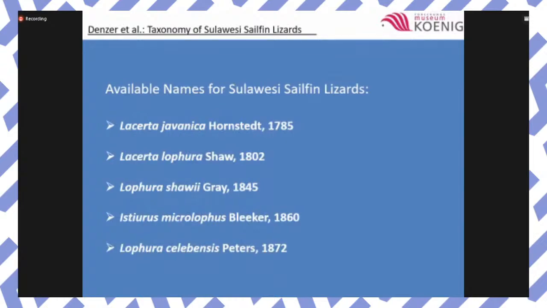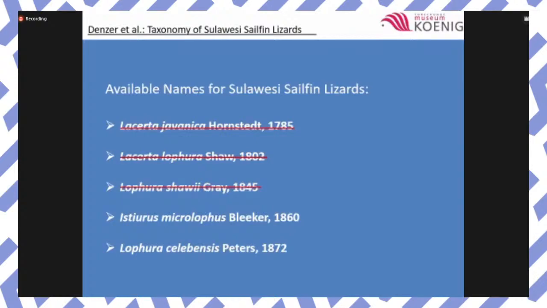So we tried to find out which name is available for the Sulawesi population. And within the last 250 years, there were several names described in the literature. Lacerta javanica was the oldest one, but as the name says, it was erroneously described from Java. So we could rule this out. The next one was Lacerta lufura, but this does not apply to the Sulawesi specimens either, and this is also the case for Lufura shovii.